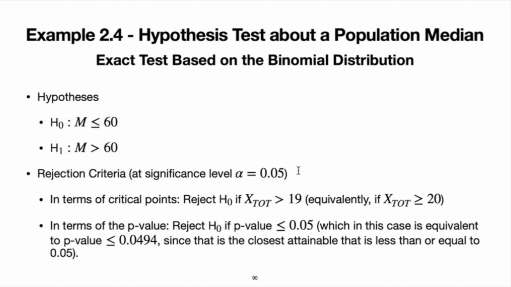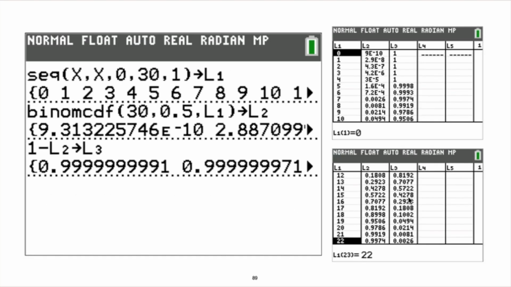And so what we'll do in this situation is we'll look for the closest significance level that is no larger than 0.05. So this is a right-tailed test. We're going to be rejecting for large values of the test statistic. And so in terms of critical points, we're going to reject the null hypothesis if x tot is greater than 19. All right, so let me go back here to the previous slide and let's see where we got that.